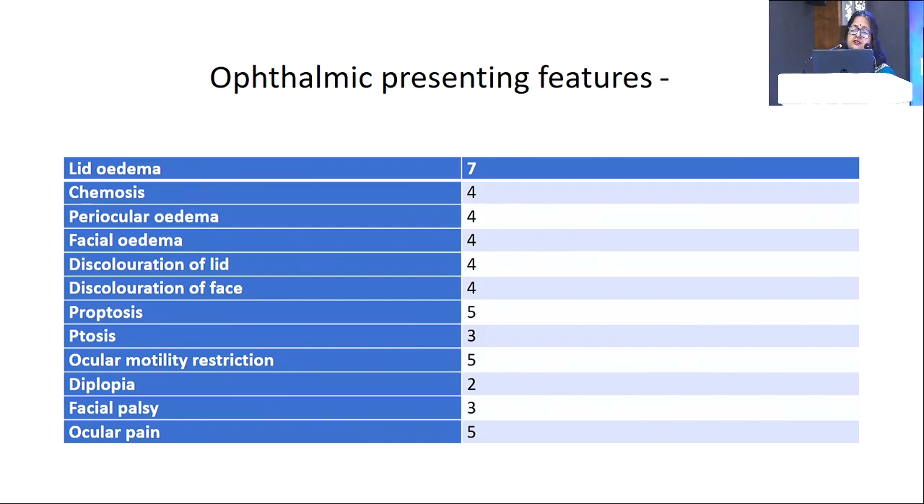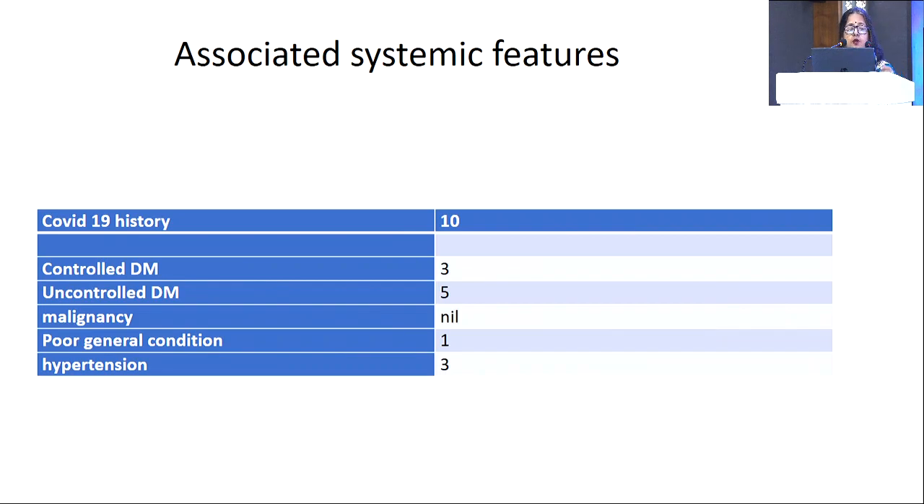Lid edema was present in 7 cases. Chemosis, periocular edema, facial edema, discoloration of the lid, and discoloration of the face were found in 4 cases, and proptosis was found in 5 cases. Ptosis, ocular motility restrictions, diplopia, facial palsy, and ocular pain were the other ophthalmic manifestations. COVID-19 history was present in all the cases of mucormycosis. Uncontrolled diabetes was present in 5 cases, and controlled diabetes mellitus in 3 cases. There was no history of malignancy in any of the cases.